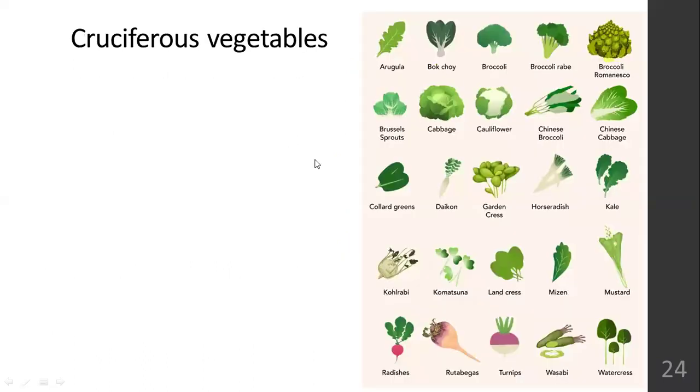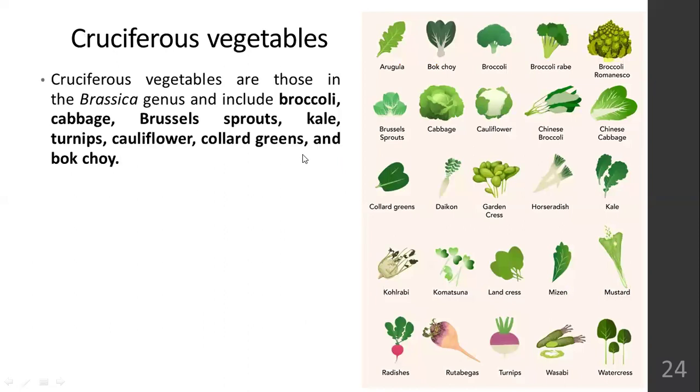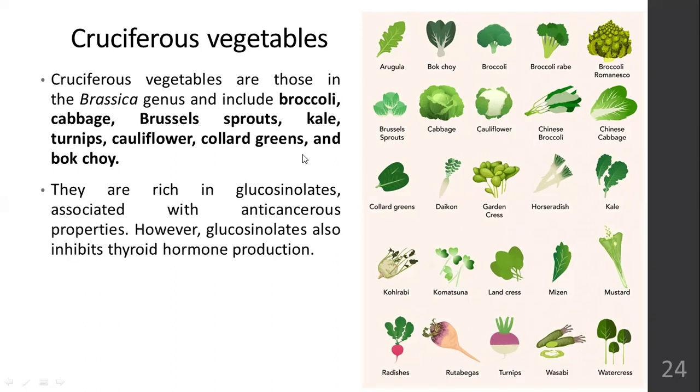So these are cruciferous vegetables. Cruciferous vegetables are those in the brassica genus, a species of vegetables that includes broccoli, cabbage, Brussels sprouts, kale, turnips, cauliflower, collard greens, bok choy. They are rich in glucosinolates, associated with anti-cancerous properties. Glucosinolate is a good substance, it has anti-cancerous benefits, but in some way they inhibit your thyroid hormone production.